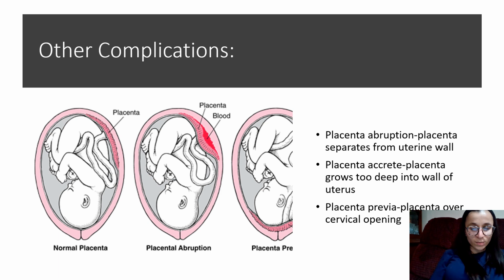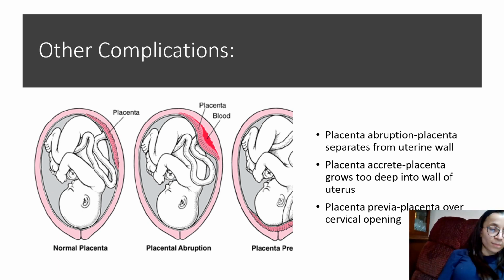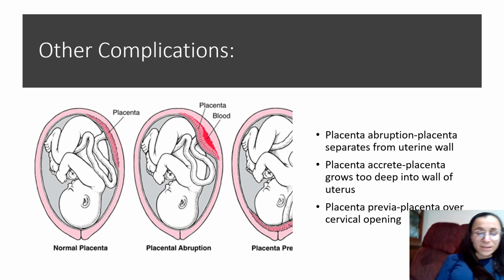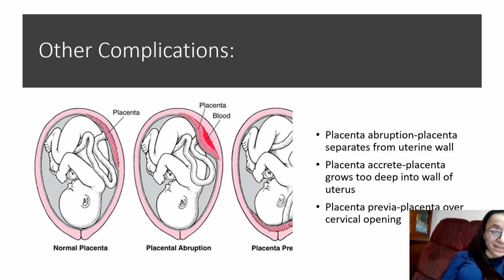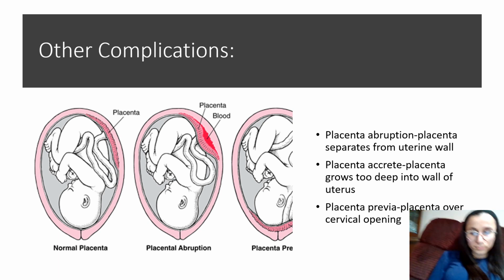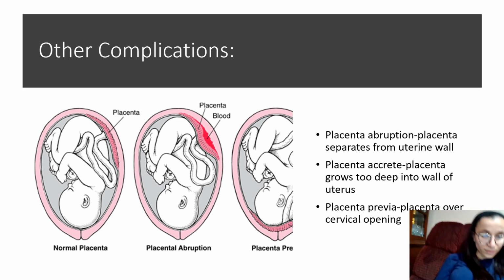Placenta previa is when the placenta, like I said before, is over the cervical opening. So if it's found early, it usually resolves itself. If it continues after the second trimester, they may need a C-section. Basically, the treatment is a planned C-section at around 36 weeks.